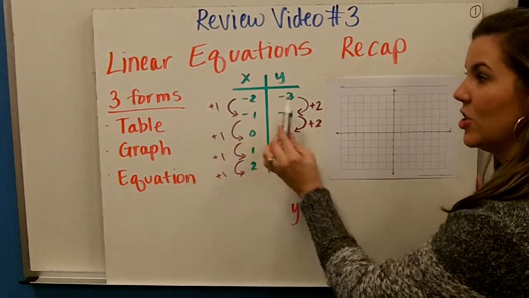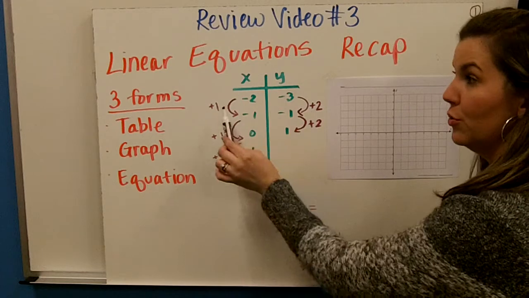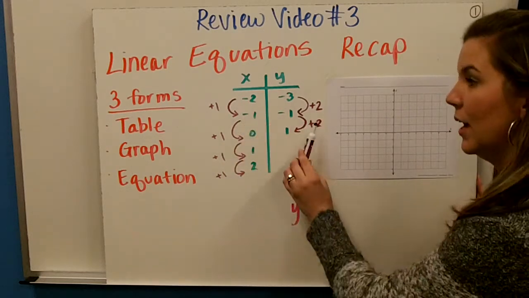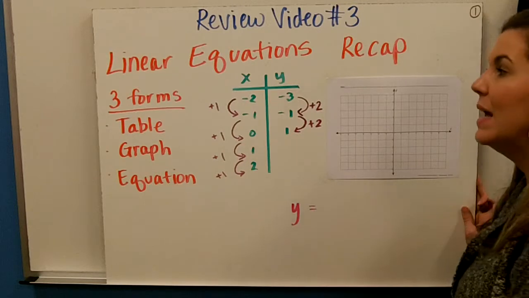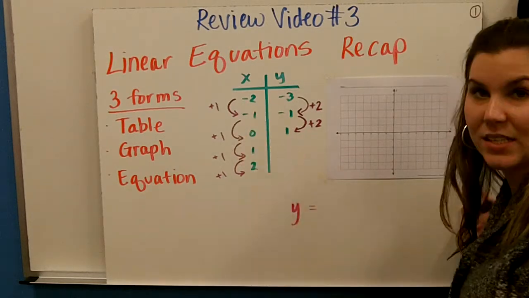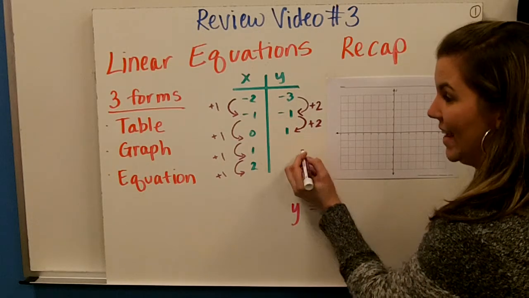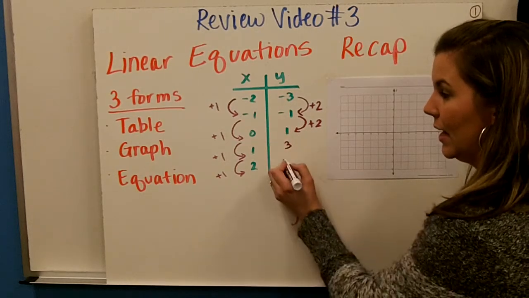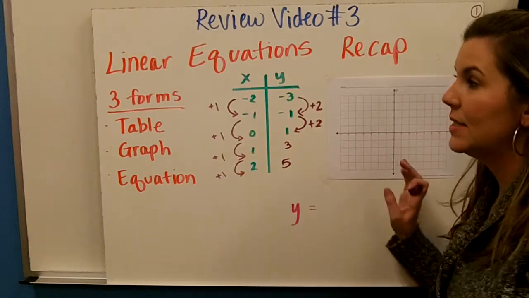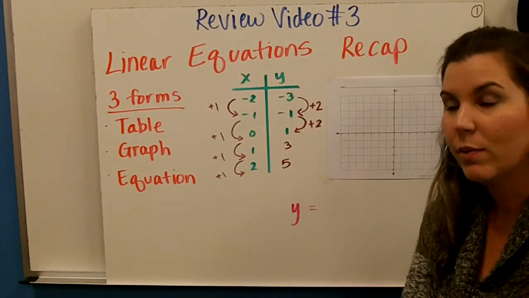Now I can see that the change in y, 2, over the change in x, 1, 2 divided by 1 is 2. Again, 2 divided by 1 is 2. And so if I know that this is a linear equation, then I can predict the next y values. I'm going to add 2 again and get 3, and add 2 more and get 5. So this is a table form of a linear equation.